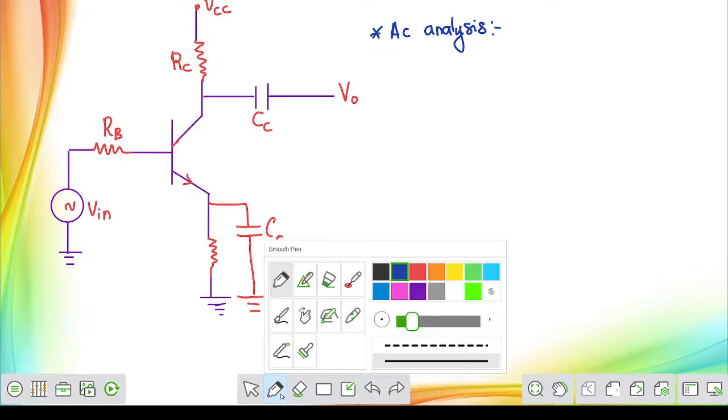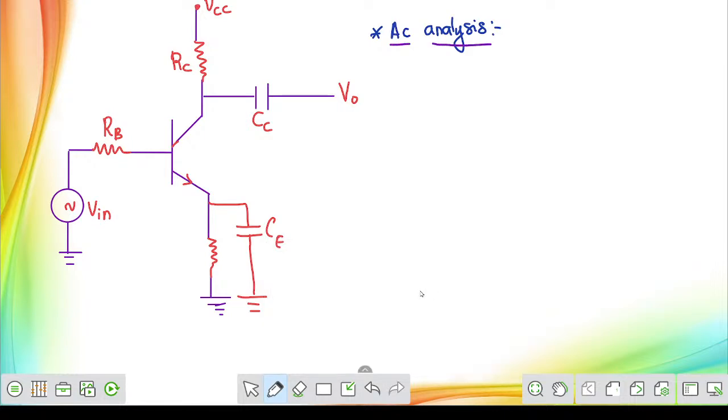The first step, we have to perform AC analysis in mid-frequency analysis. All these bypass capacitors, the capacitor connected on the base terminal and the capacitor on the output collector terminal, all these capacitors CC, CB, CE are going to be short circuited. So what you have to do, sir? You will have to short circuit. That is the first keyword that you have to remember while performing AC analysis.